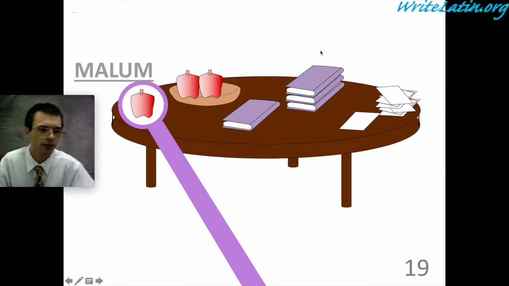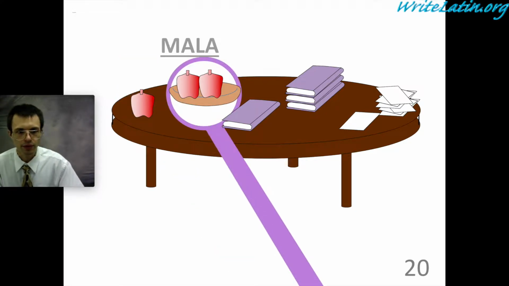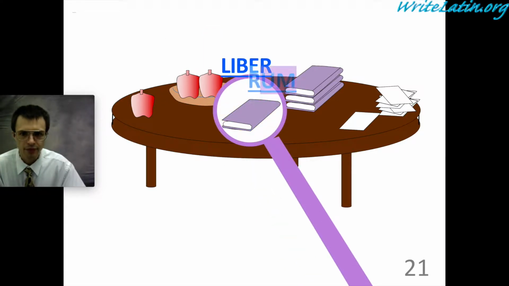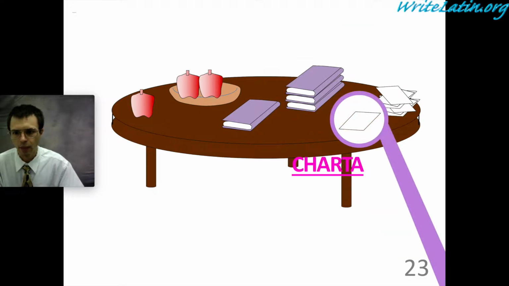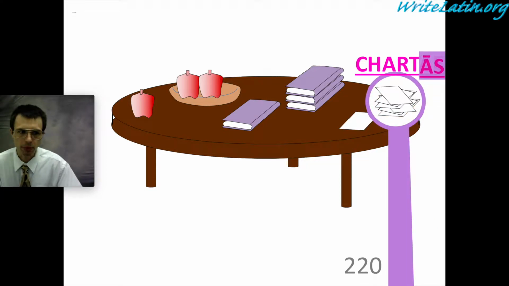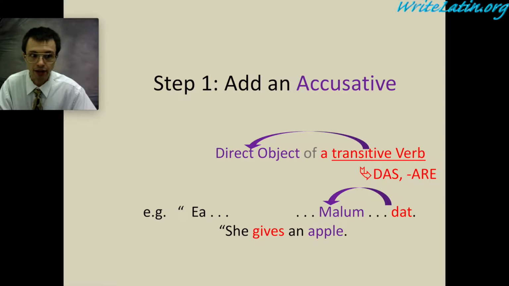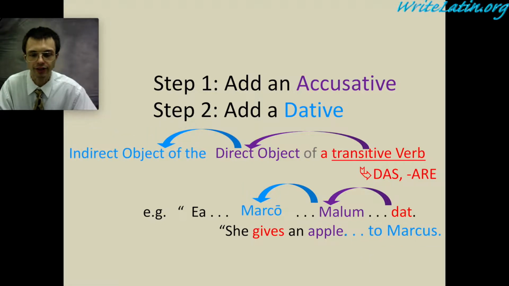So you tell me, what would this be in its accusative form? Good. What about this one? Good. What about this one? Yep. This one? Yup. That one? Okay. And this one? Simple. All right. You're going to have to do that again now. Okay, so we just added an accusative. Now we're going to have to add a dative also, and it's called an indirect object.